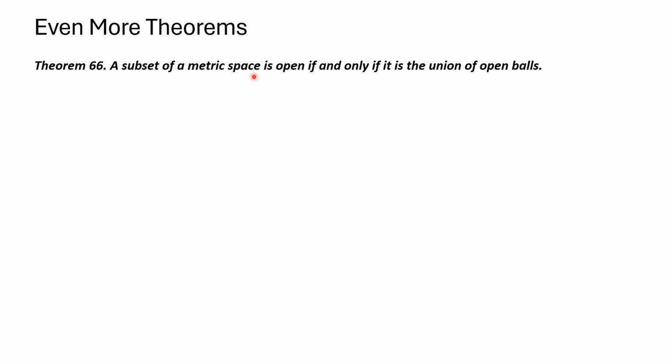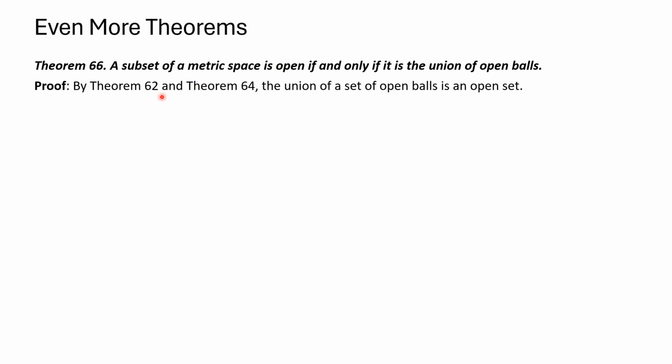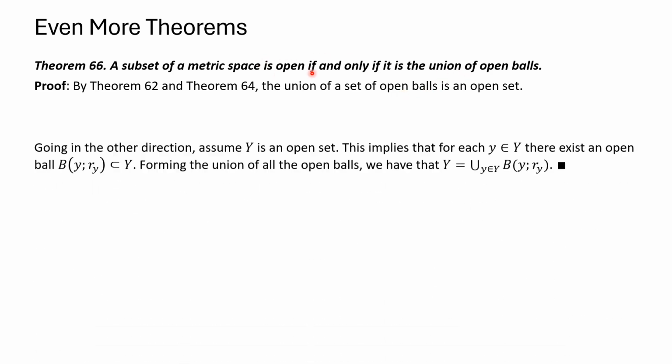A subset of a metric space is open if and only if it is the union of open balls. Let's prove that first. Let's prove first that the union of open balls is open. It's pretty straightforward because we already know from our two previous theorems that an open ball is an open set, and we also know that any union of open sets is open. So the union of open balls is an open set.